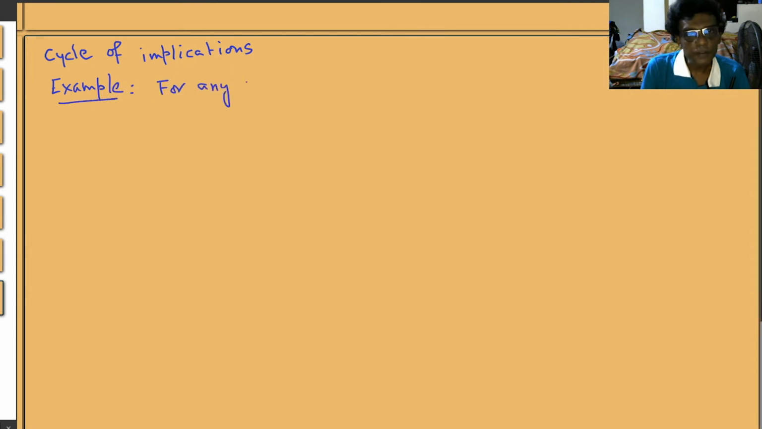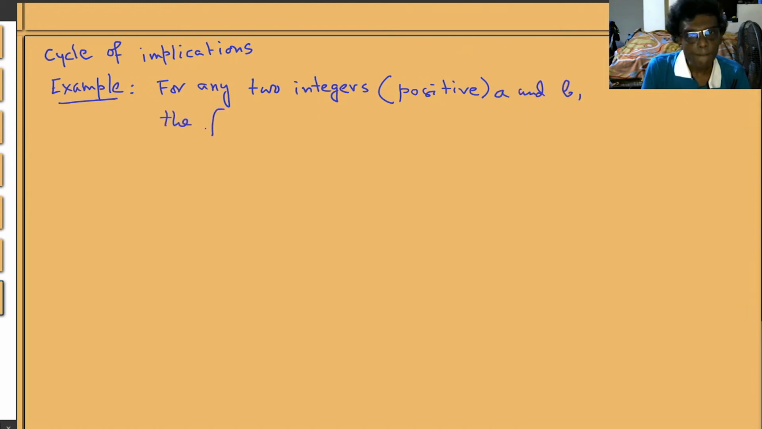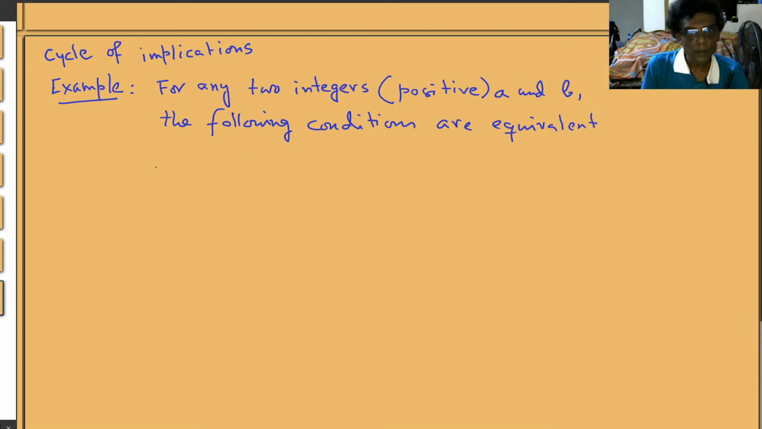For any two integers, or maybe you can say positive, not worrying too much about negative, integers a and b, the following conditions are equivalent. Okay, I will now state three such things. 1, A is a divisor of B.